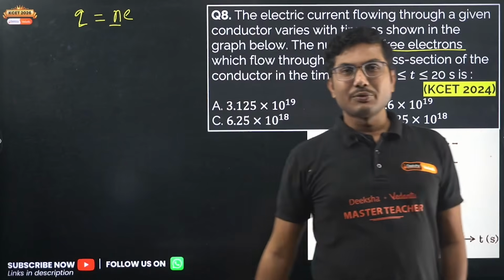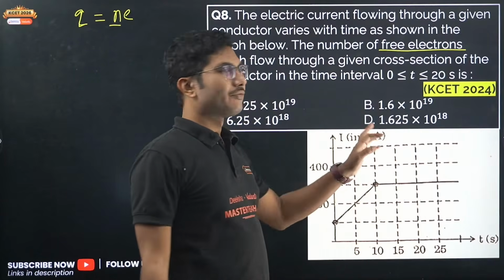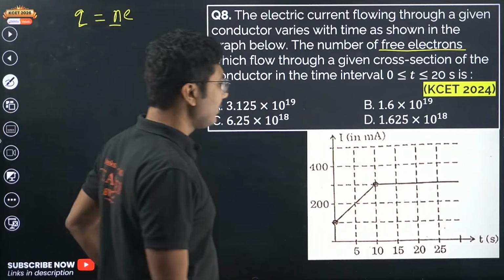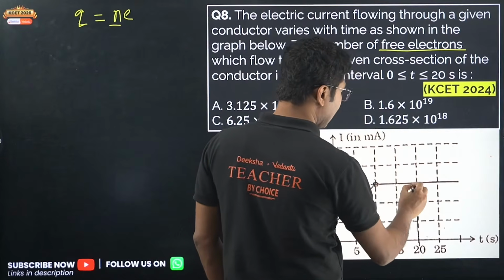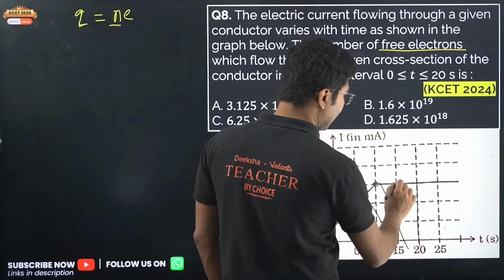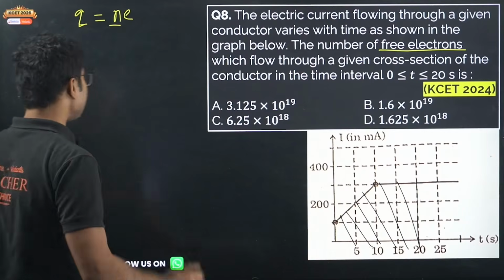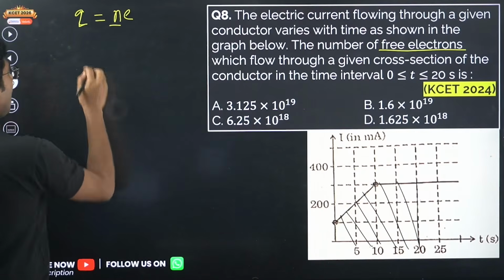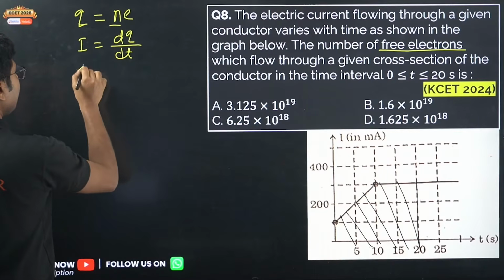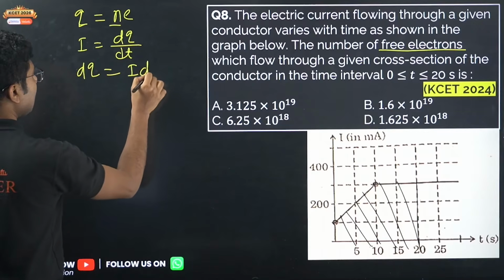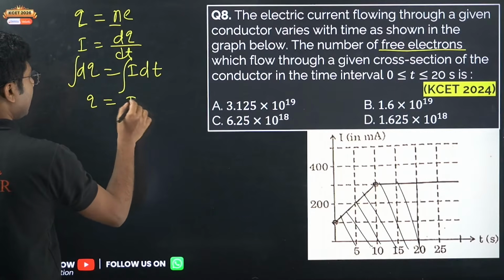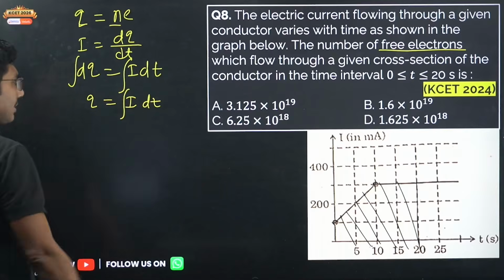Okay, so how to calculate the charge? The only thing given is a graph. So you have to memorize that for an I versus T graph, you can calculate the area under the graph. Why so? This basically comes from the fact that I equals dq by dt. If you take the integration, I equals dq by dt, or dq equals I dt, and if you integrate both sides, you get charge equals integral of I dt. I is not constant, by the way, here.